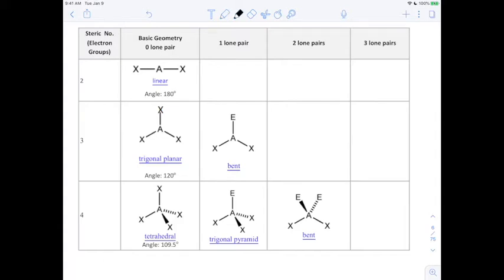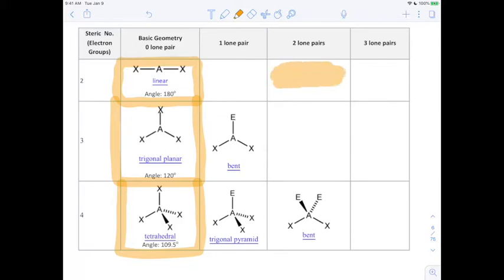So here, our symmetrical shapes are going to be linear, which is the one we just looked at with CO2, trigonal planar, and tetrahedral. Notice these three are all shapes that don't have any lone pairs, any extra electrons on the central atom. So here, I'm going to say symmetrical shapes. So any questions on anything here so far about linear, trigonal planar, and tetrahedral being symmetrical shapes?